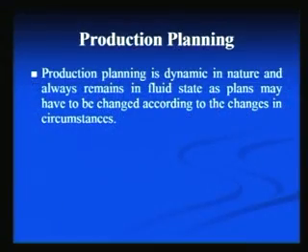Production planning is dynamic in nature and always remains in a fluid state, as plans may have to be changed according to changes in circumstances. Why do we need to change our plans? Because there may be a change in the requirements of the customers, there may be a change in the raw materials available, there may be some uncertainties on the shop floor, that means some breakdowns, failures or some other reasons. In that case we have to change our production plans. That is why it is said that this stage is dynamic in nature and our production plans should remain in a fluid state, so that they can be changed as per the requirements of the manufacturing system.